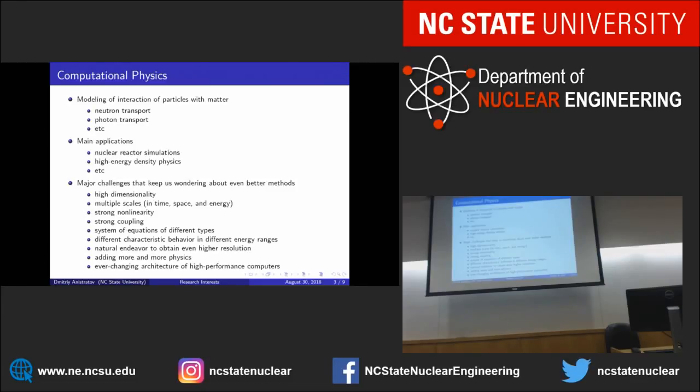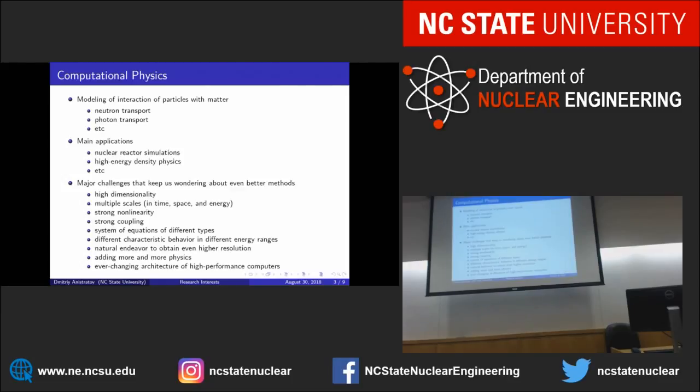You can use this method to simulate semiconductors. You can do atmospheric sciences problems. There are tons of different things, and that's about applications. And of course, if you take these two first bullets, then main applications are nuclear reactor simulations or systems that have neutron transport, and of course, high energy density physics, like for example, radiative hydrodynamics, inertial confinement fusion, etc.